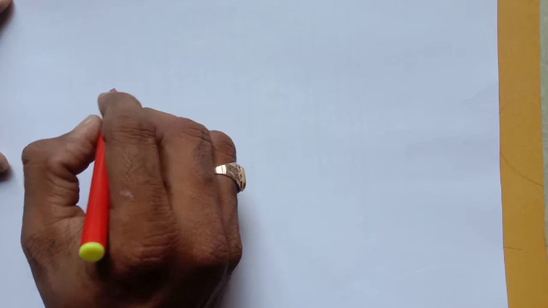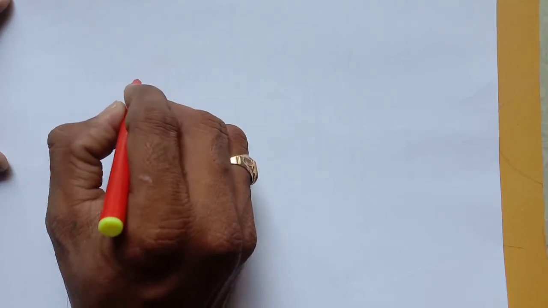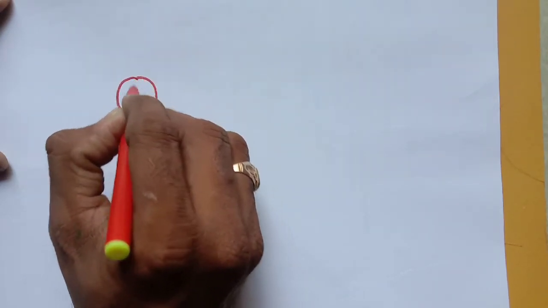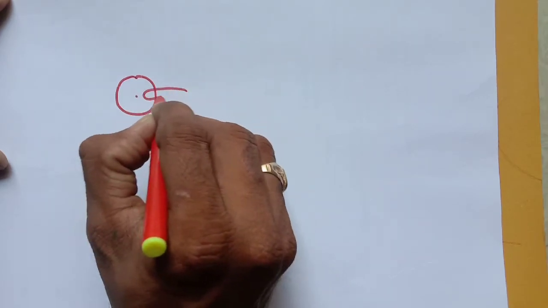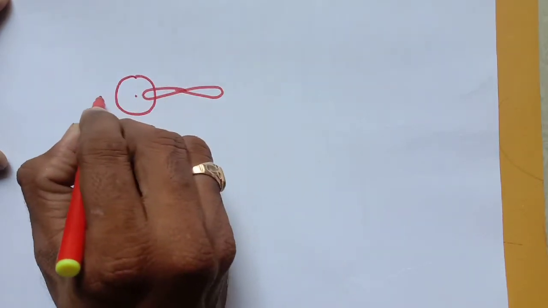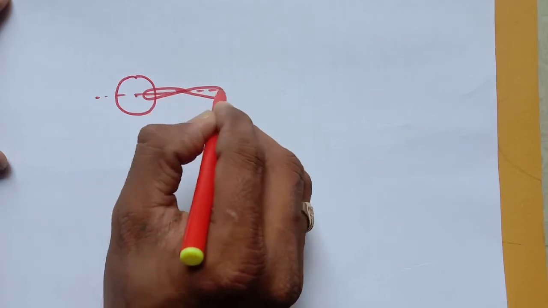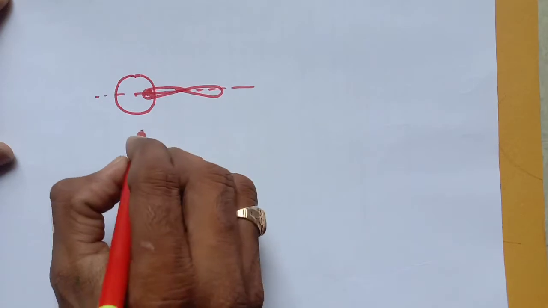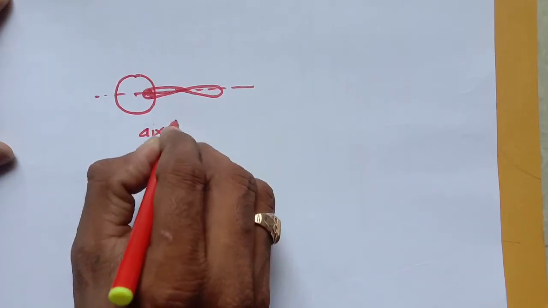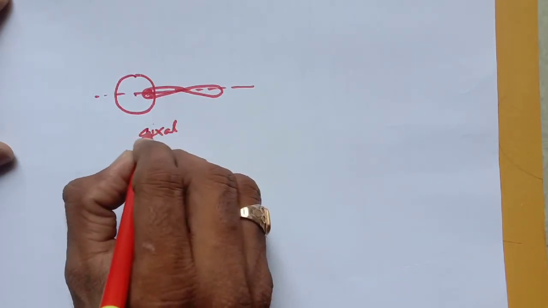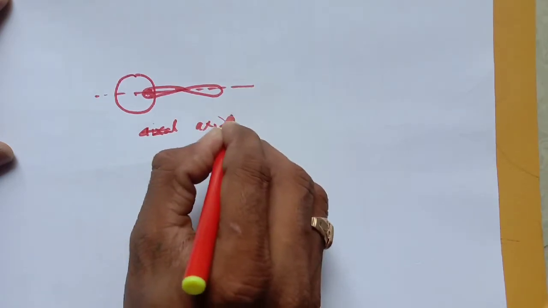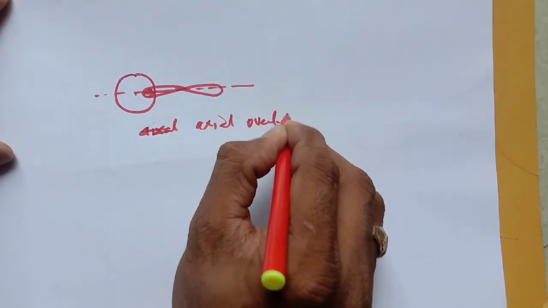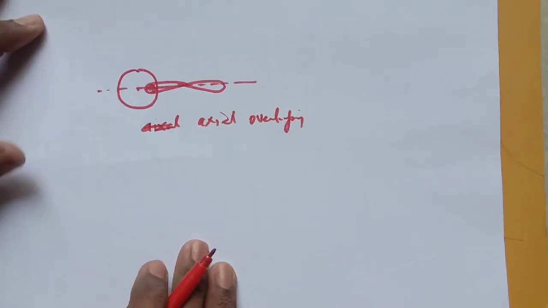Overlapping means that they overlap on each other. For example, if s and p orbitals overlap, this is the s orbital and this is the p orbital. See, this is overlapping along the axis. Look, this is the overlapping region. So we can say that this is axial overlapping.